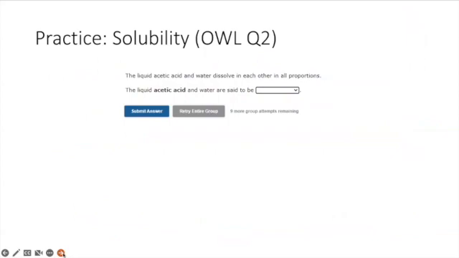So looking at your OWL question 2, it asks you if liquid acetic acid and water, and again, your example might be different, but the process in which we go to solve this is going to be the same, if acetic acid and water will dissolve, if they're going to be soluble or insoluble. First you want to determine, I hope this is all water for you guys. I don't know, I can't see the whole bank of questions, but you want to determine for each molecule if it's polar or nonpolar.